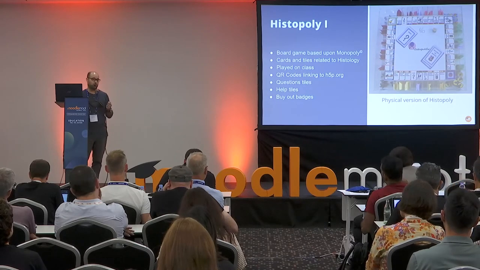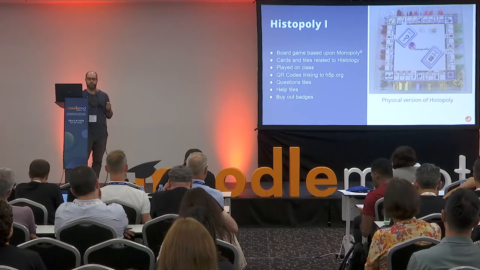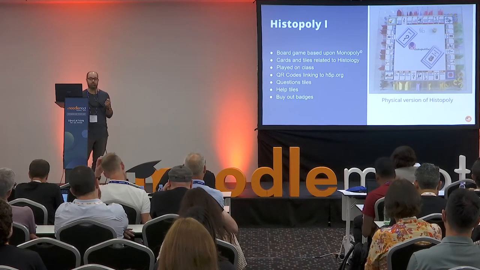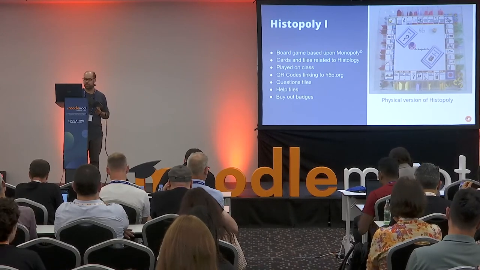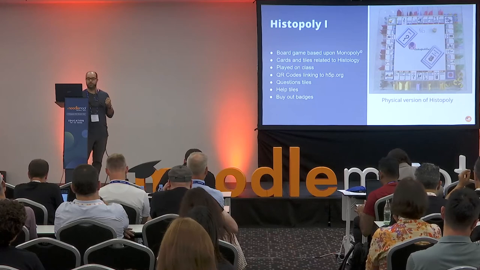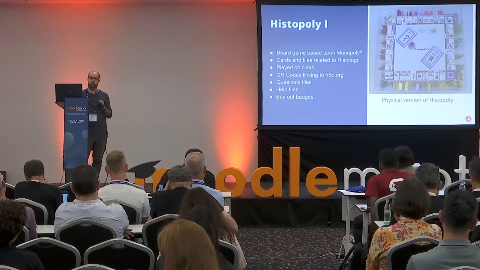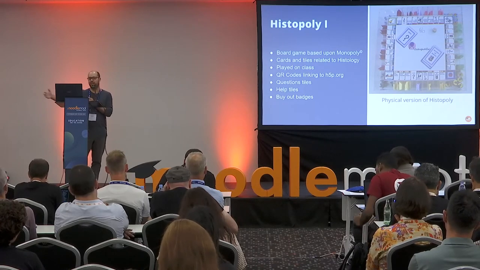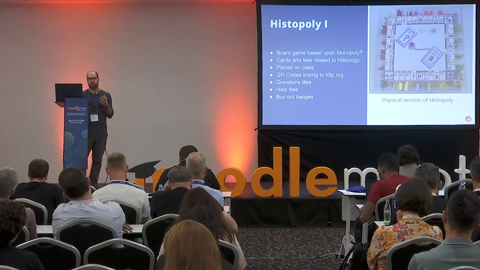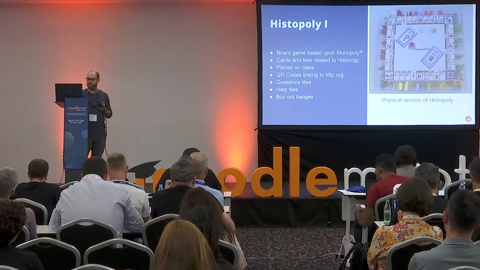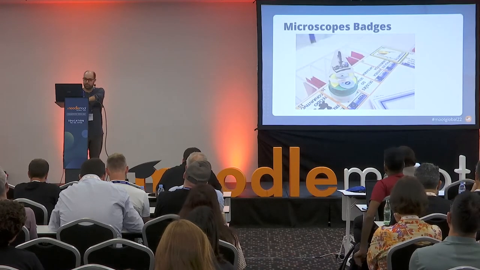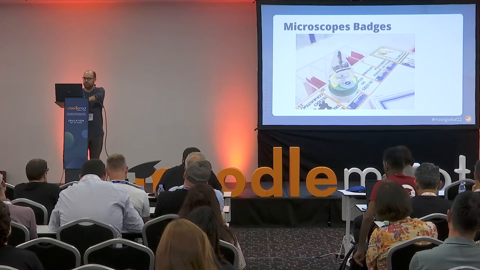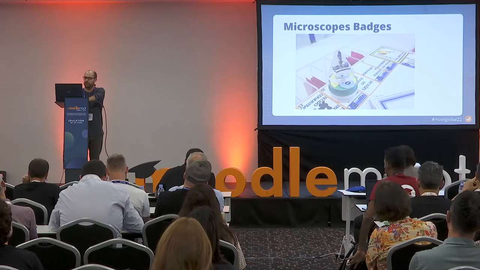There were tiles with questions, of course, but also tiles with help information. So if the student felt insecure, he could consult that help information. They could also buy some badges in order to multiply the earned points. And by the end of the course, those points could also bring extra grades for each student. So here you have an image of a microscope badge that the students could add to their avatar and so multiply the points.